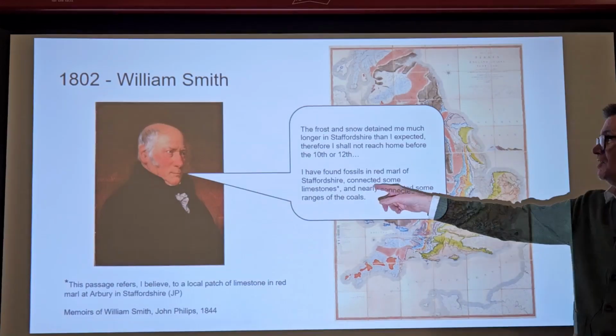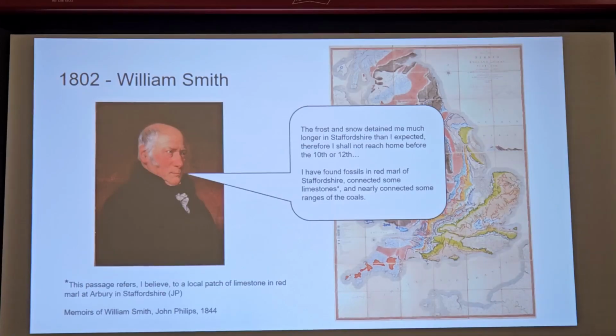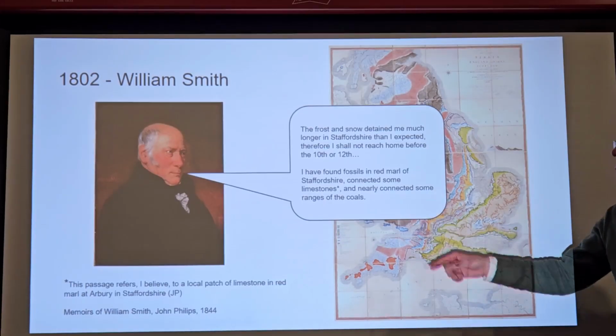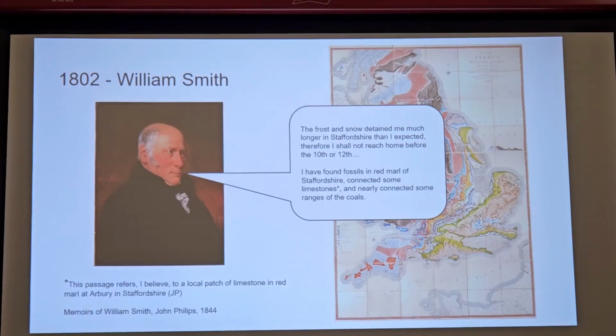But he did say, look, I found some fossils, they're in the marl, connected to some limestones, and nearly connected some ranges of coal up. So he was doing his usual thing, finding fossils and connecting different geologies up. And John Phillips says, I think this refers to a patch of limestone, red marl in Arbury in Staffordshire. So he's tied it down a little bit. Now, this came from a letter that Smith wrote to his friend, the Reverend Richardson.